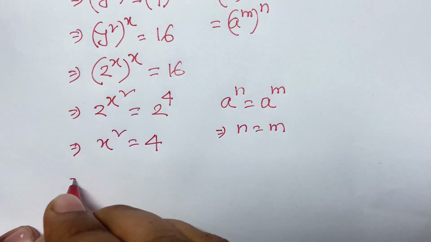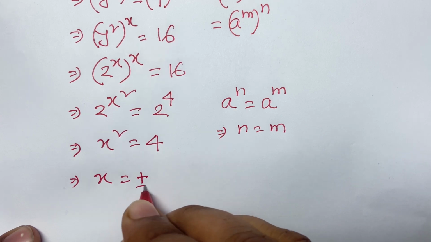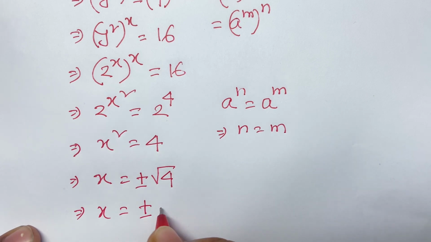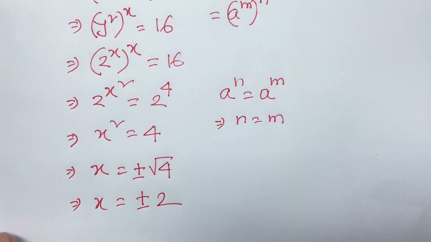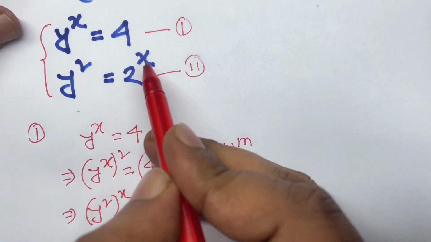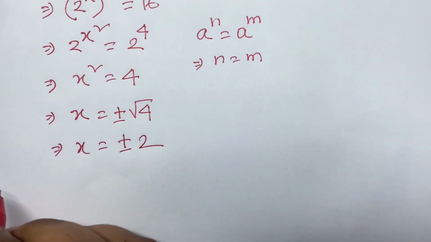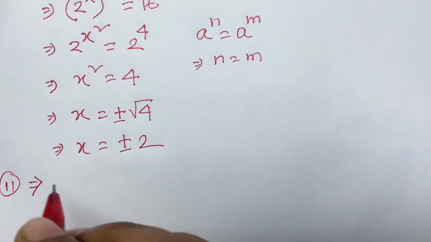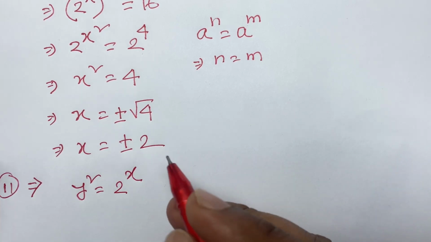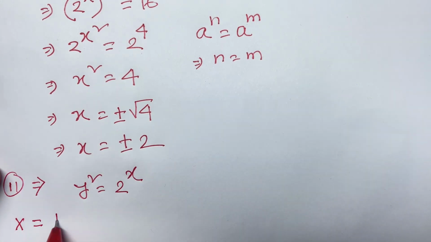Now x equals plus minus square root of 4, and x equals plus minus 2. Now I find the y value. We know that y squared equals 2 to the power x. So from the second equation, y squared equals 2 to the power x, and we know that x equals plus minus 2.